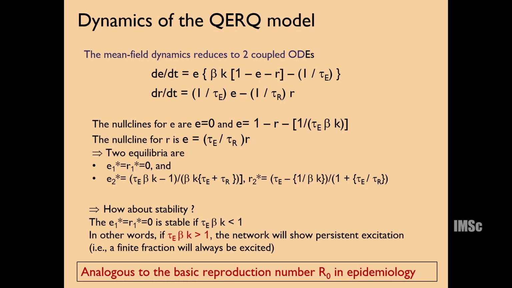I can do the analysis with nullclines, and then I would find that the condition for this network to show persistent activity is that the product of the action potential duration, the probability of a neuron being excited, and the average number of connections a neuron has has to be greater than 1. So this is exactly the same as the basic reproduction number that you have in epidemics. So you can see that you can do a very simple mean field model which resembles an epidemic.